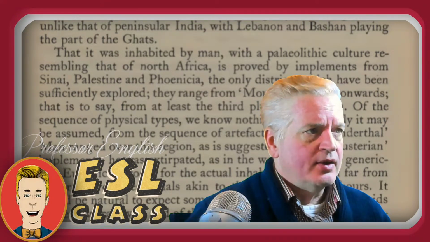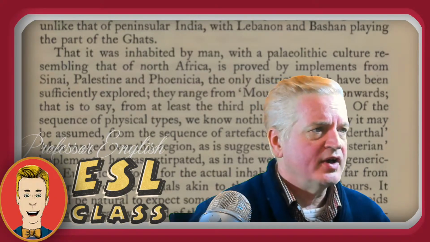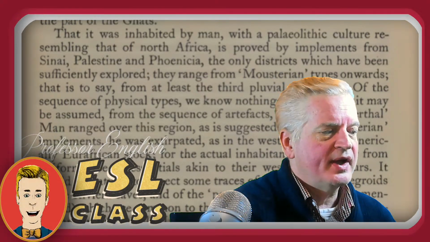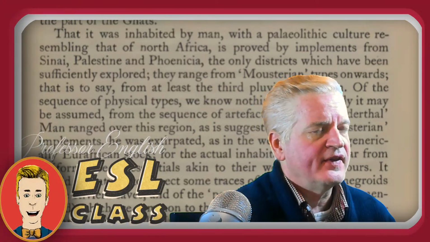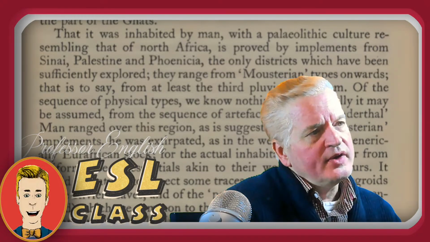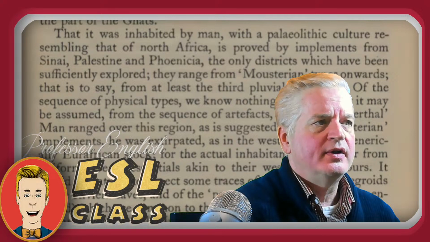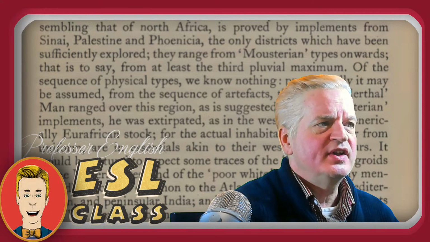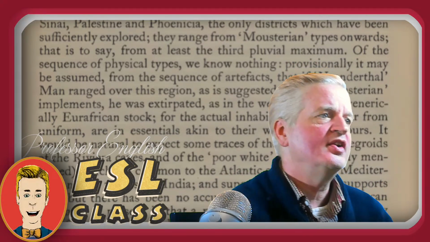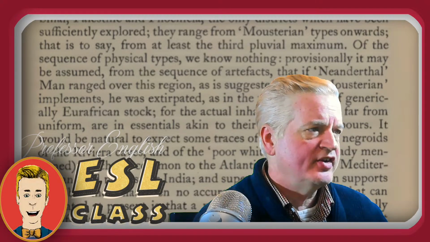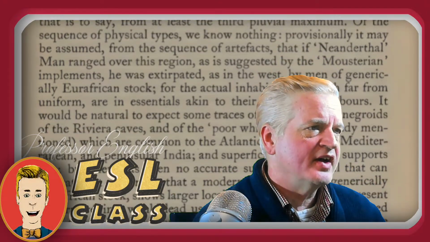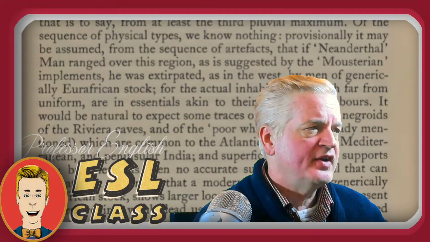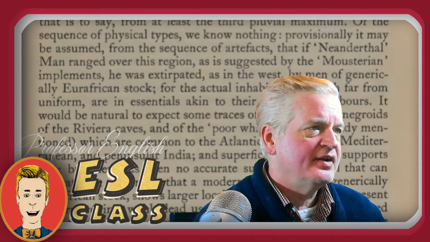That it was inhabited by man with a Paleolithic culture resembling that of North Africa is proved by implements from Sinai, Palestine, and Phoenicia. So by implements, they mean tools or things like that humans left. The only districts which have been sufficiently explored range from Mousterian types onwards, that is to say, from at least the third pluvial maximum. Of the sequence of physical types, we know nothing provisionally. It may be assumed from the sequence of artifacts that if Neanderthal man ranged over this region, as is suggested by the Mousterian implements, he has been extirpated, as in the West.